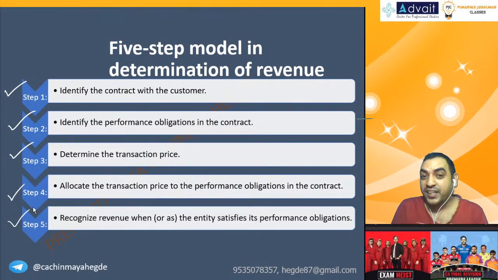Step 2, performance obligation, what the seller should do. Step 3, transaction price, what the buyer should pay. Step 4, the allocation between 2 and 3, the measurement principle. Step 5, that is the recognition principle.